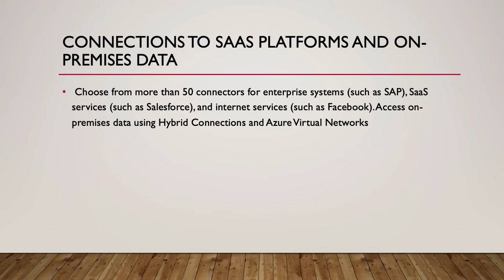Next, connections to SaaS platforms and on-premises data. You can choose from more than 50 connectors for enterprise systems such as SAP, SaaS services, which is software as a service, such as Salesforce, and internet services such as Facebook. Access on-premises data using hybrid connections and Azure virtual machine networks.